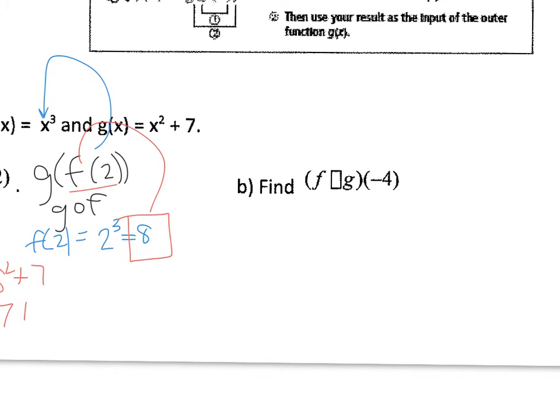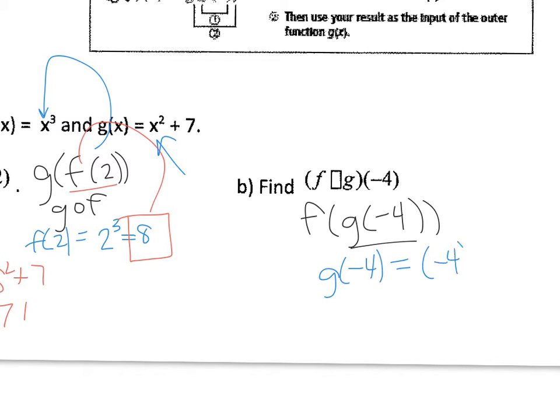And then now this is f of g of negative 4. So that means you're going to plug in negative 4 for g. So I do g of negative 4 first, equals negative 4 squared plus 7. 16 plus 7 is 23. So I'm going to do f of 23, which is 23 cubed, and then calculate that out.